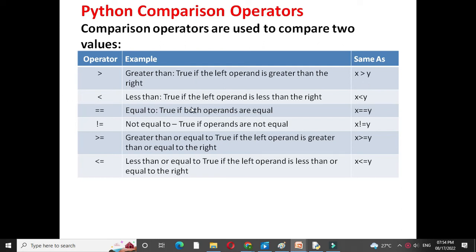Then less than, which returns true if the left operand is less than the right. For example, x less than y. Double equal to, which returns true if both operands are equal. X equal to y. Not equal to, which returns true if operands are not equal. For example, x not equal to y. Greater than or equal to, which returns true if the left operand is greater than or equal to the right. Less than or equal to, which returns true if the left operand is less than or equal to the right.